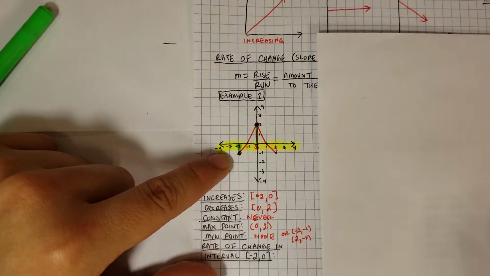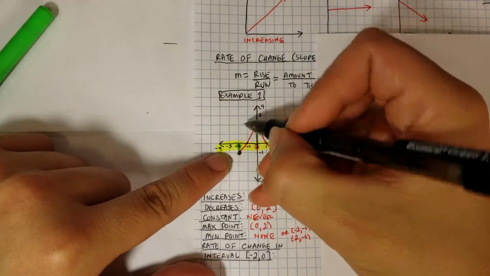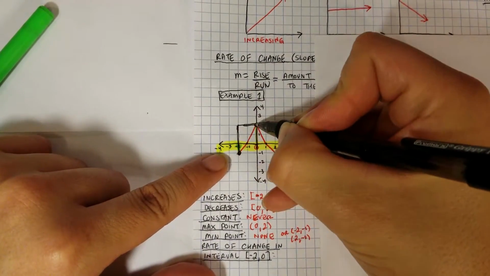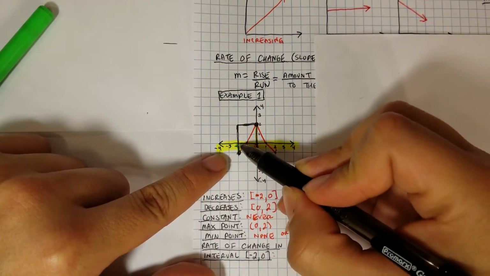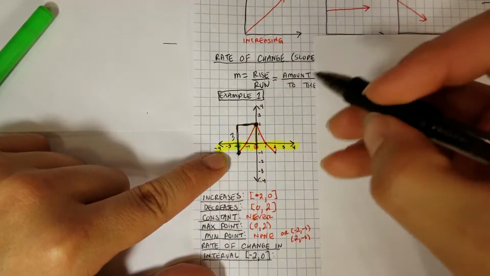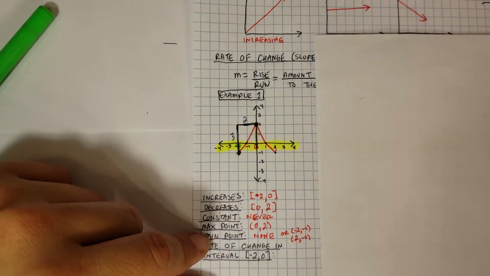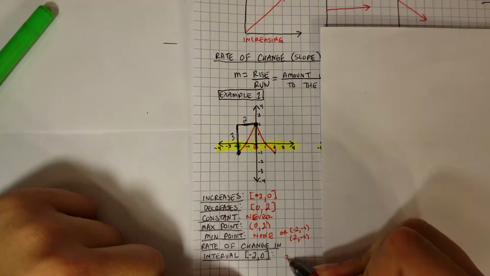You have to figure out how much you go up and how much you go over. By looking at this graph, it goes up that many squares and over to the right that many squares. In this case, it's up 1, 2, 3, and then over 1, 2. Since you went up, it's positive. So the slope is +3 over 2.